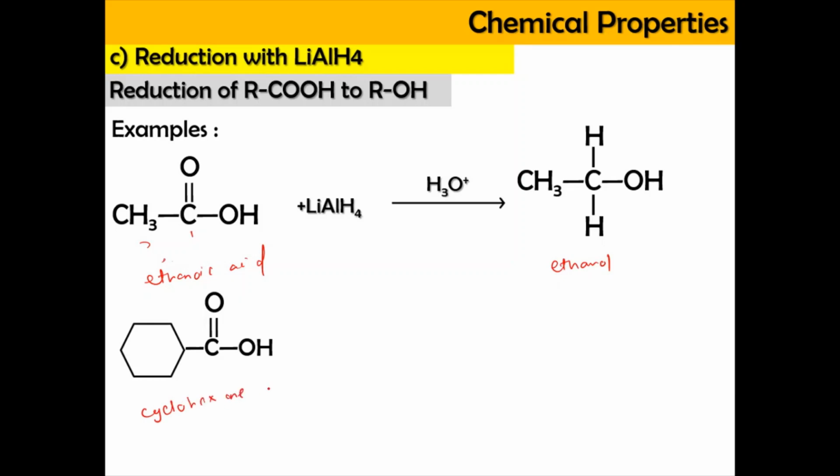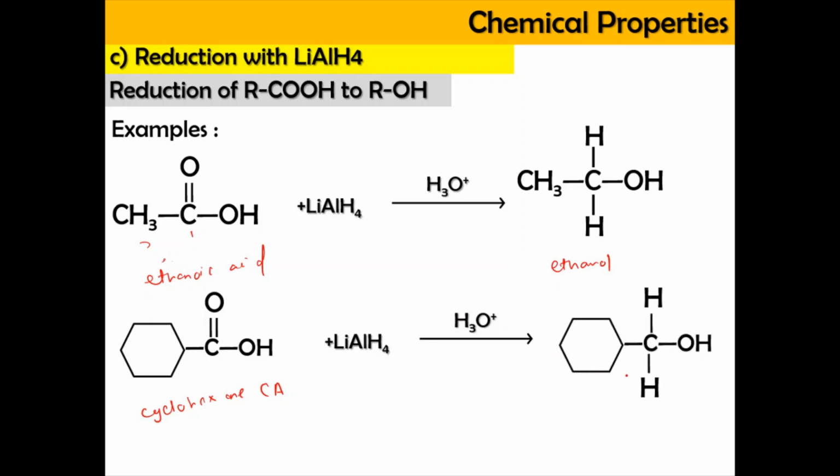Okay, and this one is cyclohexane carboxylic acid. When it undergoes reduction followed by hydrolysis, what you're going to produce is a CH2OH, which is a type of alcohol attached to the cyclohexane here. So it's going to be cyclohexane methanol.